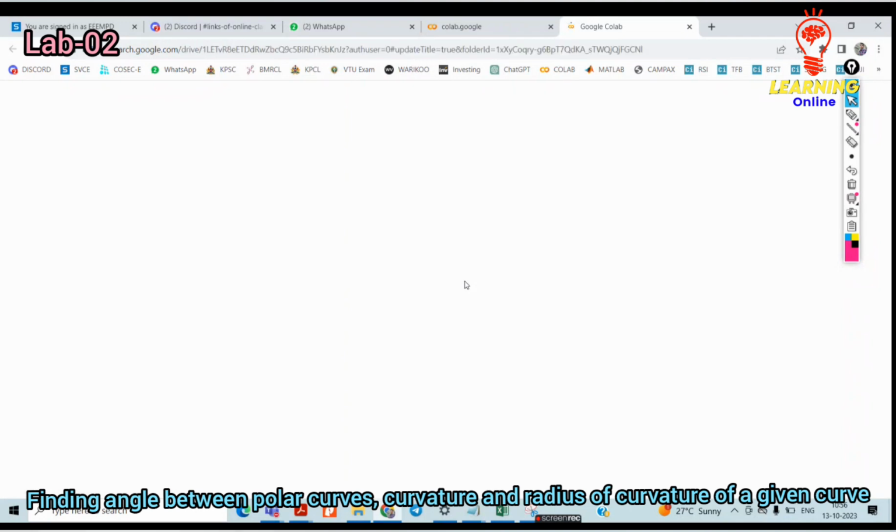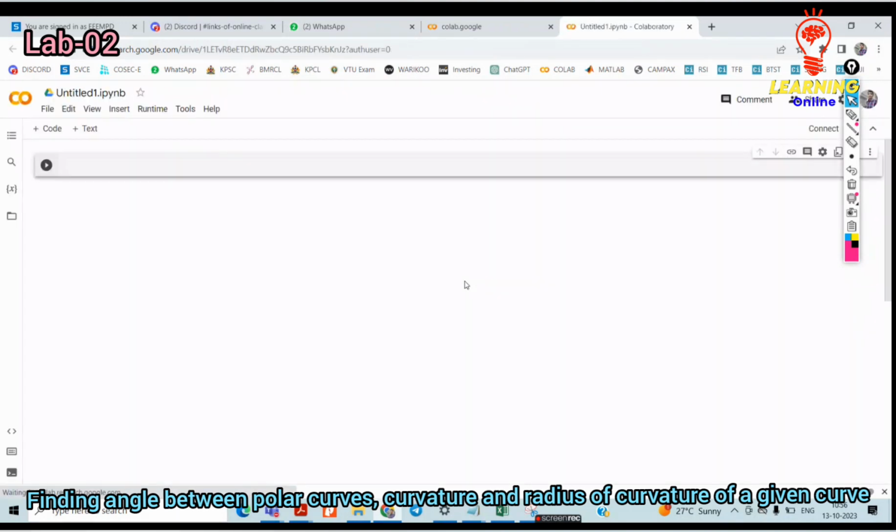Once the new notebook is opened, what do you need to do? First, you have to rename that particular file. I will rename this. Today I am discussing the Lab-02 experiments. Lab-02, today's date is 13/10/2023.